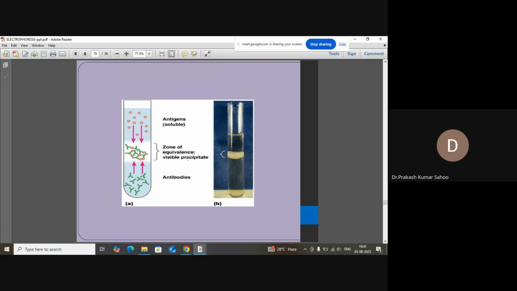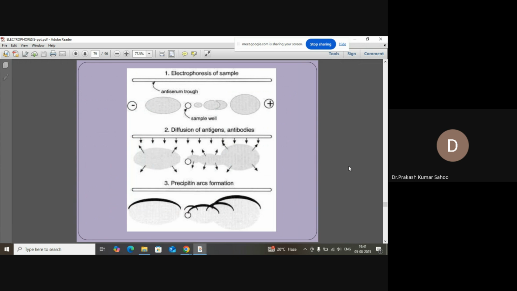the zone of equivalence, that is the visible part, is there. So all these are very important microbiology and biological experiments that are made for separation of antigens and antibodies. Electrophoresis of sample, that is your antiserum drop samples, where diffusion of antigen and antibodies and precipitate formation occurs.